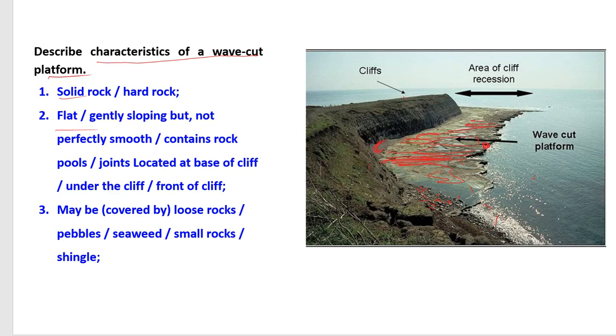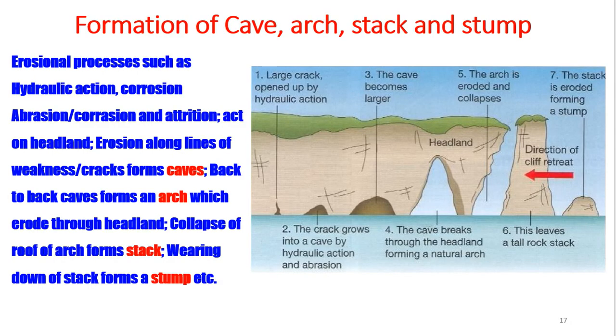Okay, good. This is the third erosional landform, which is the formation of cave, arc, stack, and stump. Now, cave, arc, stack, and stump are all formed as a result of the same erosional process. So quickly, one will definitely lead to the other. If you remember how it's arranged, because some question they'll ask you, once you know how it's arranged, it's quite easy for you to describe how it is formed.